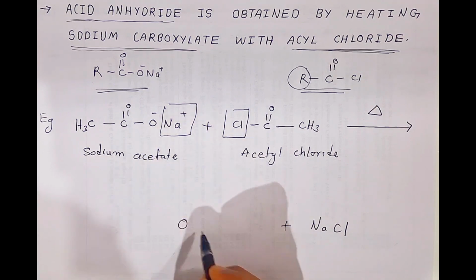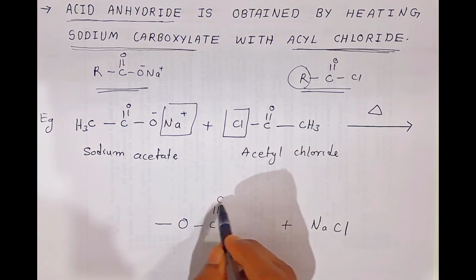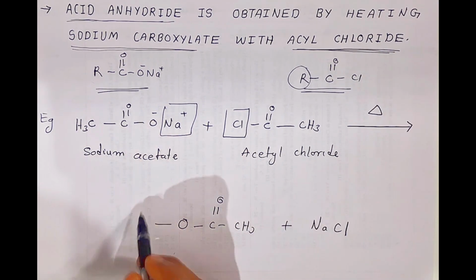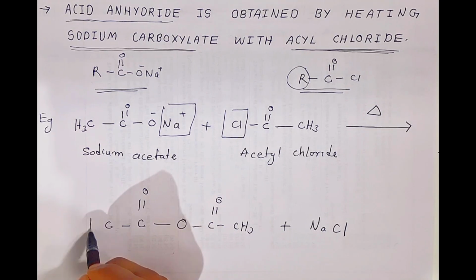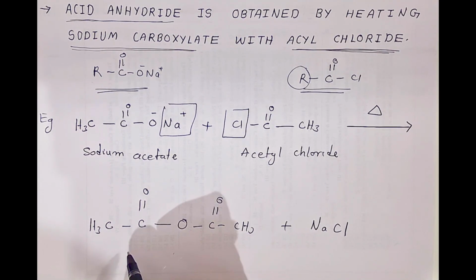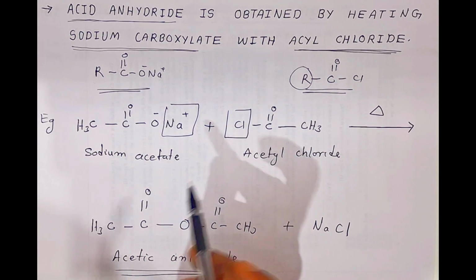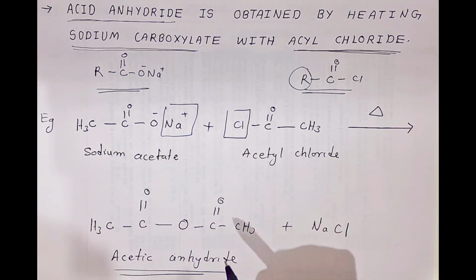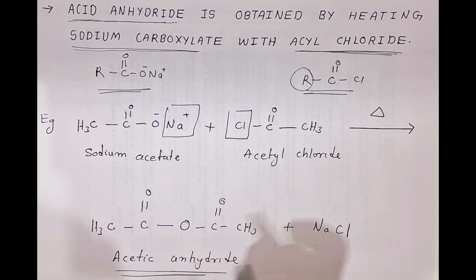So students, this oxygen I am writing here. Now this carbonyl will be like this, and here this carbonyl will be like this. So there is a formation of acetic anhydride. They may ask this reaction, so if you write only this reaction, you will get the full marks. That is how acetic anhydride is formed.